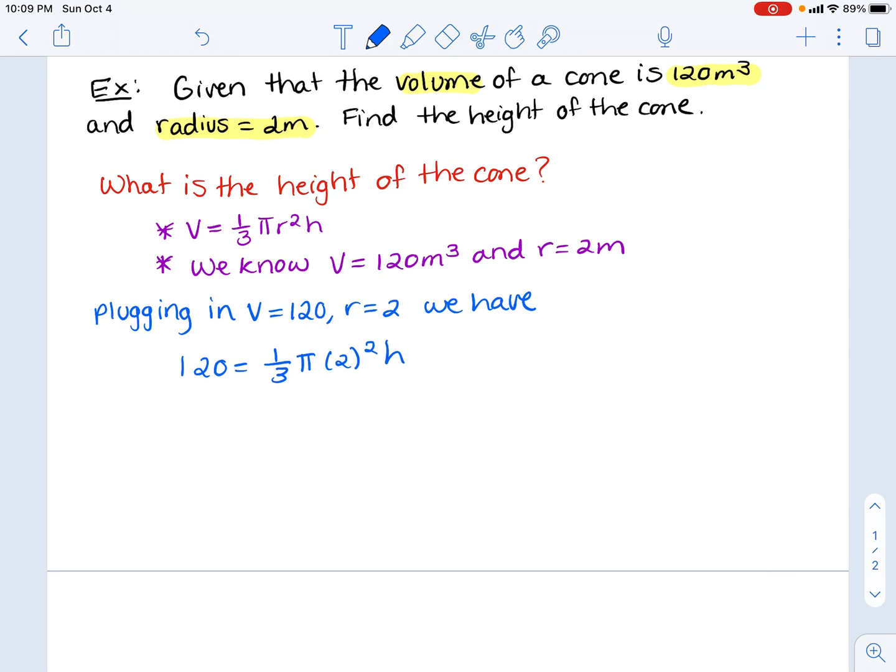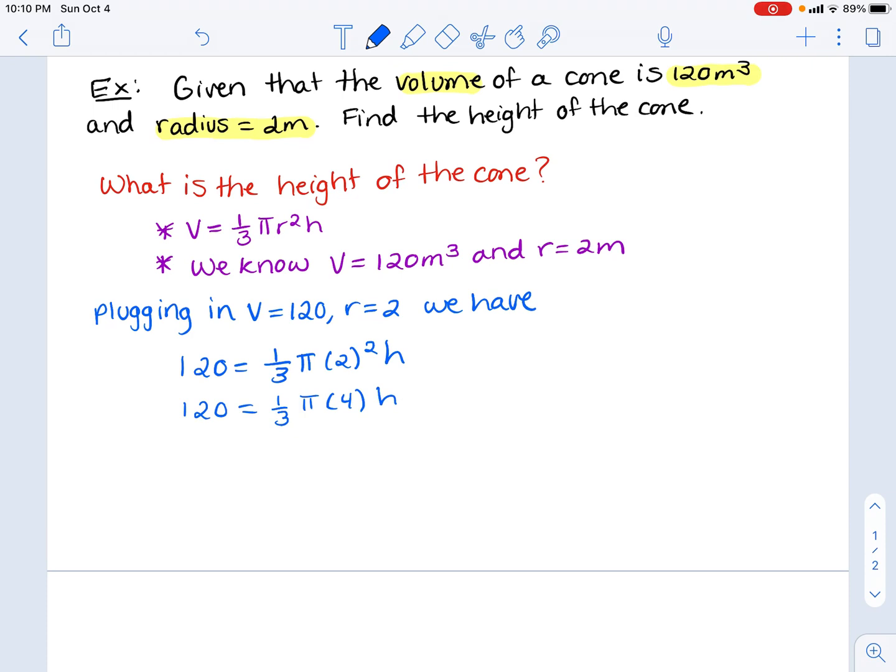So what I'm going to do is simplify a little bit on the right. We know 2 squared is 4, so let's write that down. So we have 1/3 times pi times 4 times h. Let's recognize that those are all being multiplied together, and that pi is just a number, right? Pi is equal to 3.14159..., a non-ending, non-repeating number.